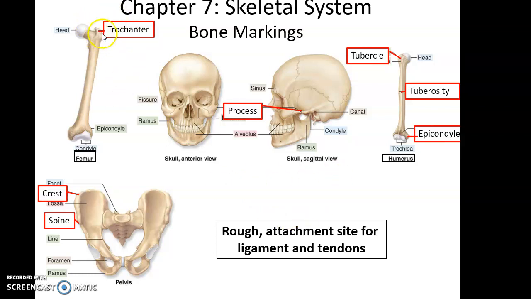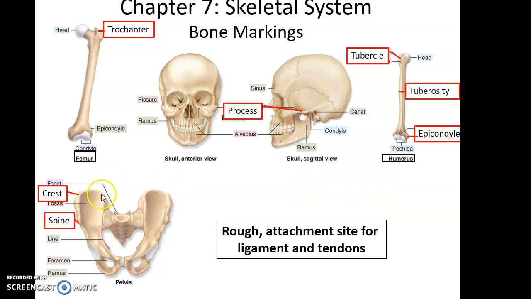So for instance, we have the trochanter, which is a large rough patch of bone tissue on the femur. We have the tubercles, which are largish, rough patches of bone tissue on the humerus. We have processes, which are usually longish, thinnish portions of bone. We have tuberosities, which are broad, rough patches of bone tissue found on quite a few different bones. We have epicondyles. These are rough bits of bone that stick out toward the distal end of long bones. They are, surprise, surprise, above condyles.